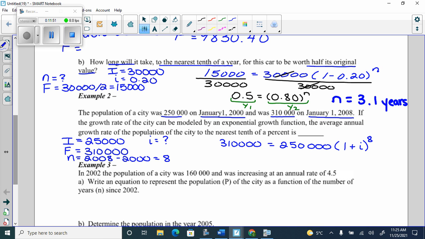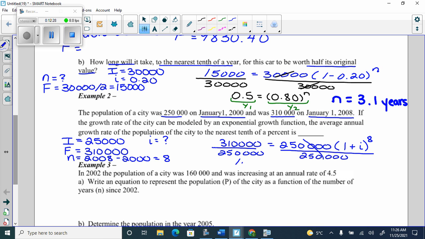And also, if it's a growth, think about this, your initial needs to be a smaller number than your final, correct? Some people will swap them and then their calculator gets mad at them and they're like, it doesn't work. It's because your initial is bigger than your final and you're growing, which doesn't make any sense, right? My initial needs to be smaller than my final. What do I always have to do first when I have final and initial? Yeah, divide. 310,000 divided by 250,000 is 1.24.